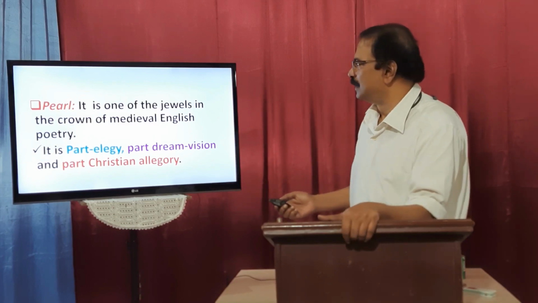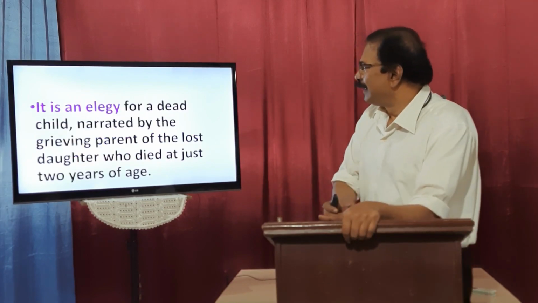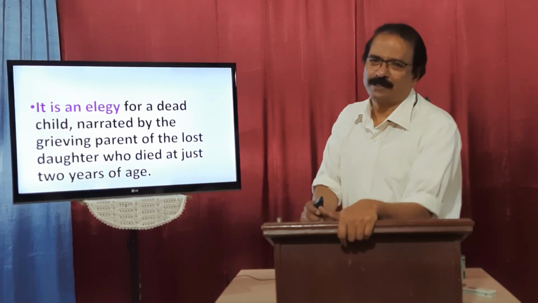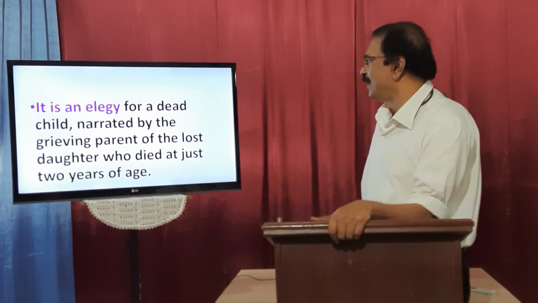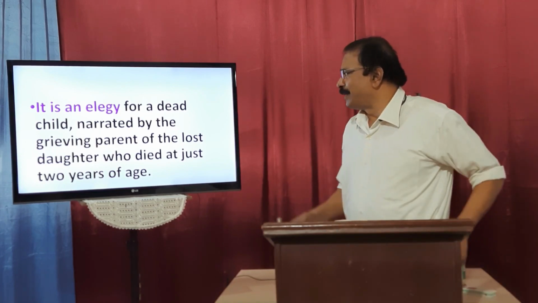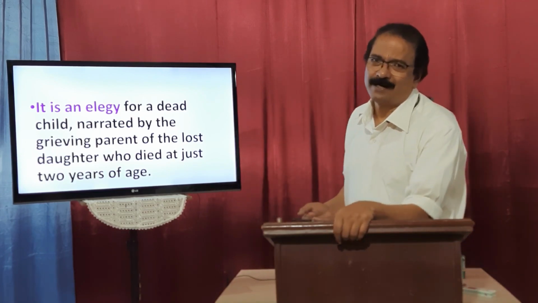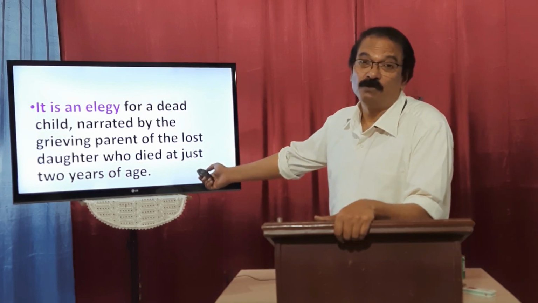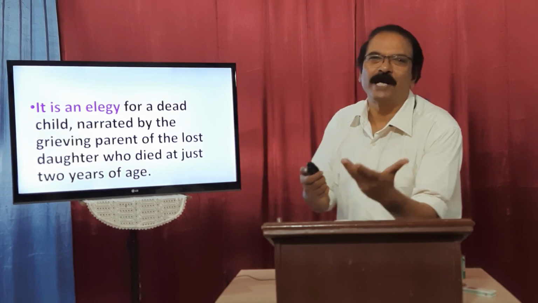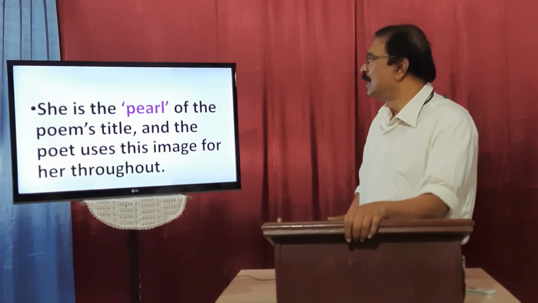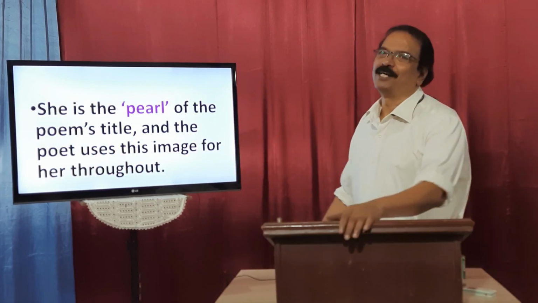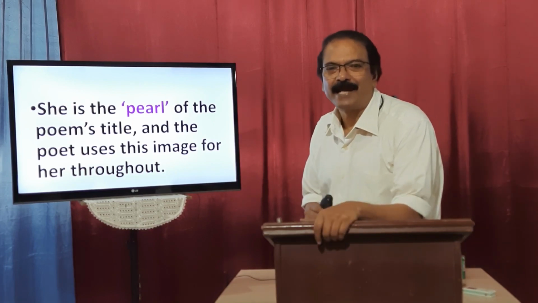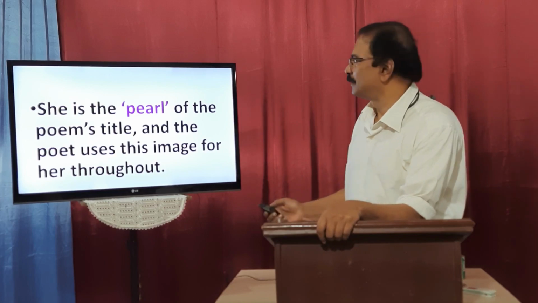Which one? Pearl. It is an elegy written on the occasion of the death of a very young girl, and the parent is grieving over her death. She died at the age of two. Pearl. She was like a jewel. She is the pearl of the poet's writing. This two-year-old girl died, and the parent was so sad.